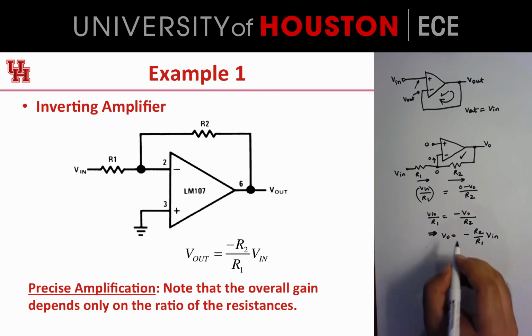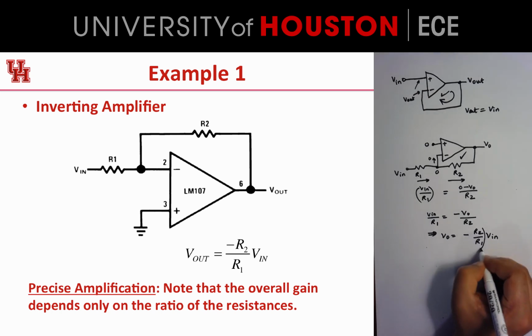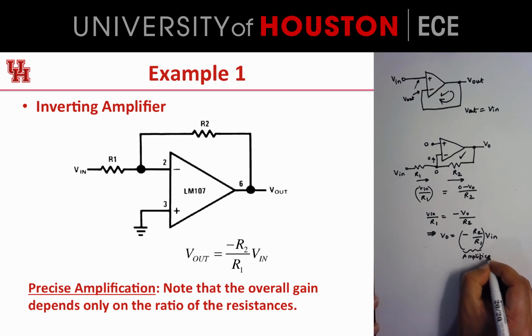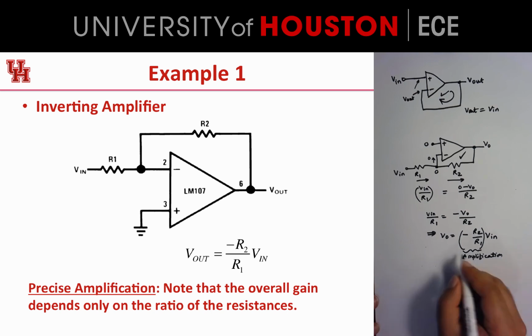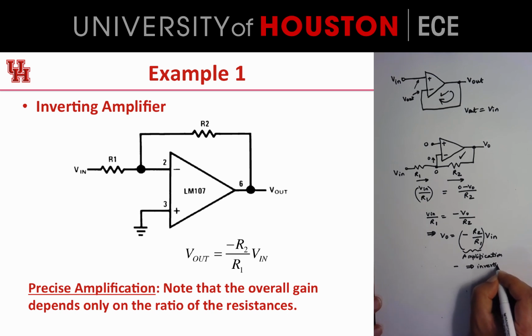Okay, so let's observe a few interesting things about this circuit, right? So this circuit takes an input voltage, Vin, and amplifies it by this factor. So this is sort of like the amplification, the overall amplification provided by this circuit, and it happens to be negative, right? So we call it an inverting amplification. So the negative sign means that it's an inverting amplifier.